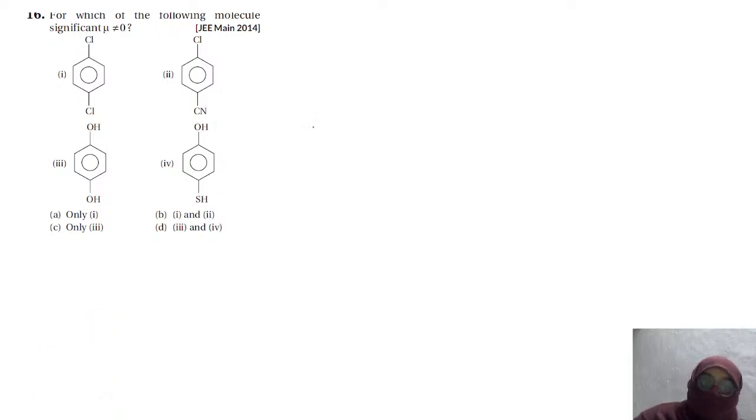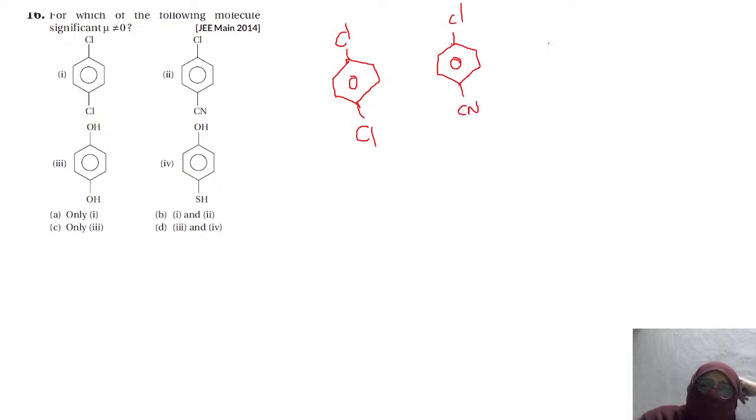See, they want us to calculate which of the following molecules is having significant dipole moment, means some value should be there, it should not be zero. So this belongs to both organic and inorganic. I'll draw this first. You can see the one common thing here is they are all attached to benzene. Whenever any group is attached to the benzene ring, they get divided into two types. Some of them donate electrons to the benzene ring.